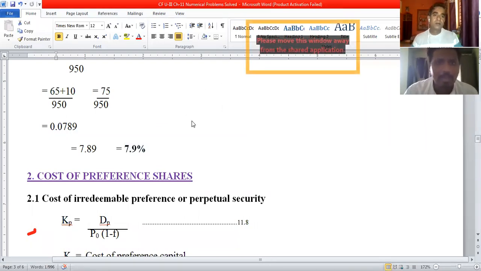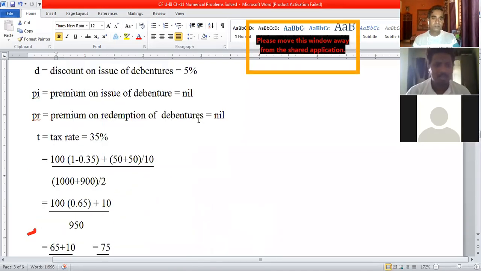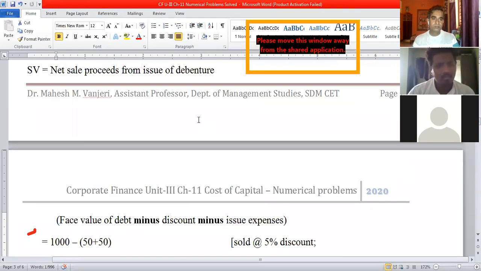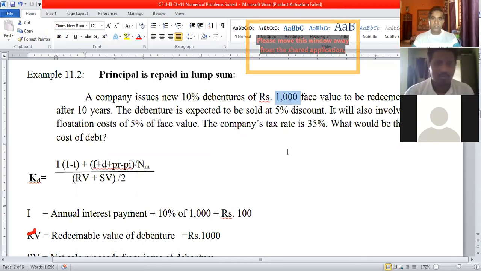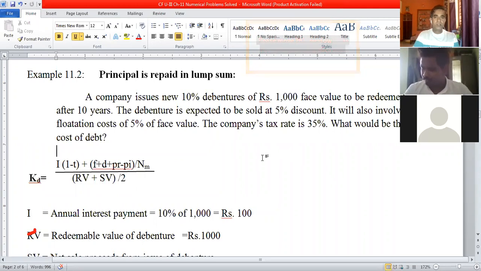Can you go a bit up? Okay, a bit. So you told this 50/50 is of flotation charges plus discount charges, no sir? Yes, 5% of 1000 rupees each. Okay. Next question.